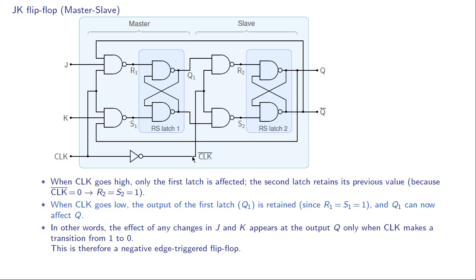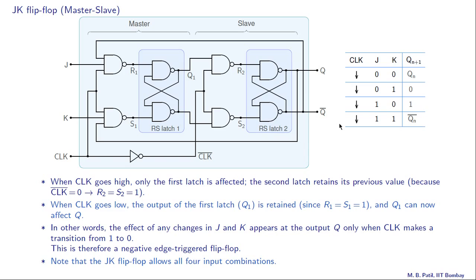When clock is 1, the data, J and K values, affects Q1, and when the clock goes 0, then this change gets transmitted to the output. So that is how it works. This is therefore a negative edge triggered flip-flop, because we require the clock to be high and then go low. And now it should be clear why this configuration is called the master-slave flip-flop. When J or K changes, that change affects the master first and can cause Q1 to change, and the slave then simply follows. So this change in Q1 then affects the output of the slave flip-flop, which is Q.